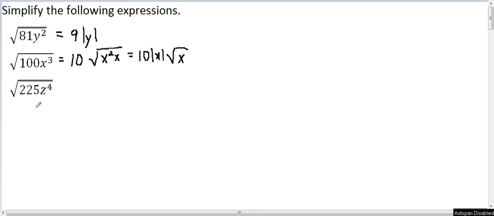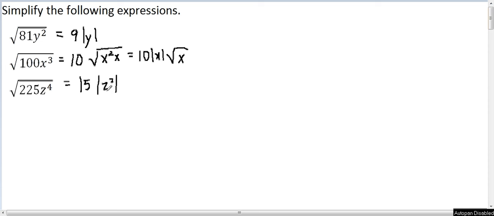And finally, we have 225 multiplied by z to the fourth power, and we take the square root of that term. The square root of 225 is equal to 15, and z to the fourth power is z squared squared. So if we follow the earlier examples, we get the absolute value of z squared.